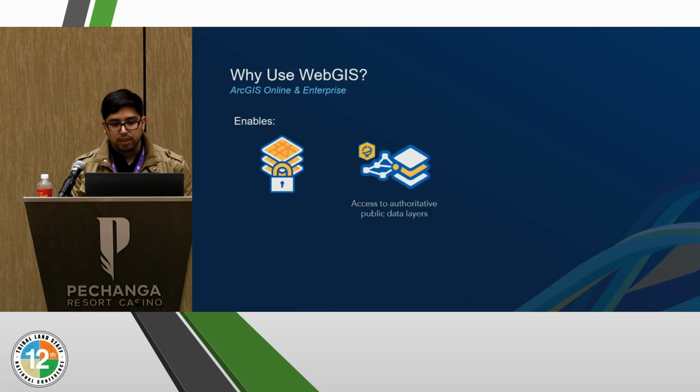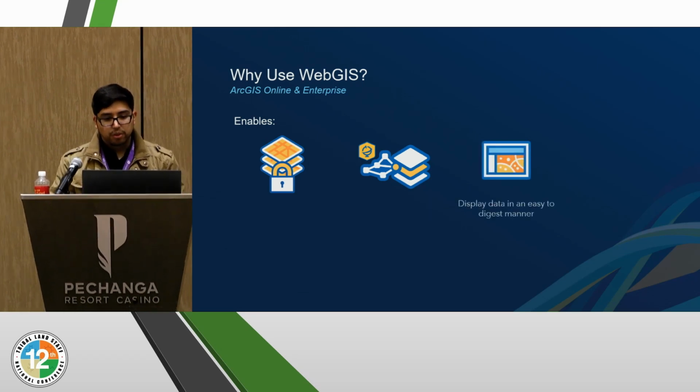Another reason to use WebGIS is getting access to authoritative public data layers. So through the Living Atlas from Esri, you can bring in data from, say, current wildfires throughout the United States, weather data from NOAA, and even data from the Public Land Survey System, which can help you manage your parcel data or your lot data.